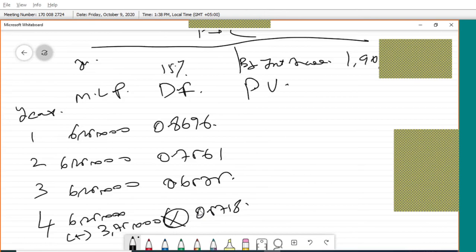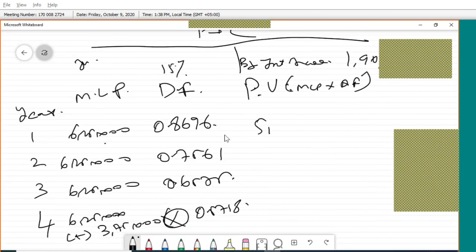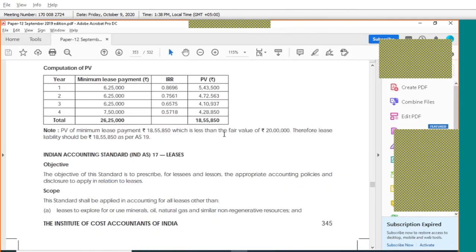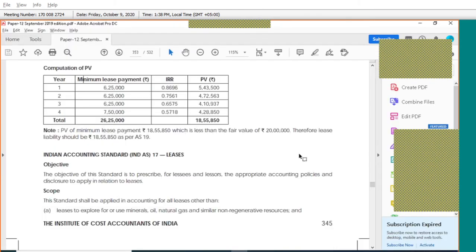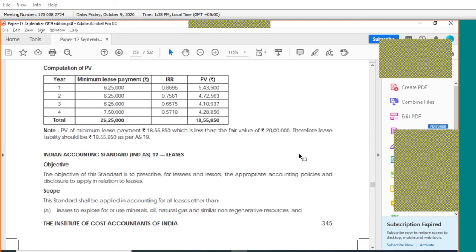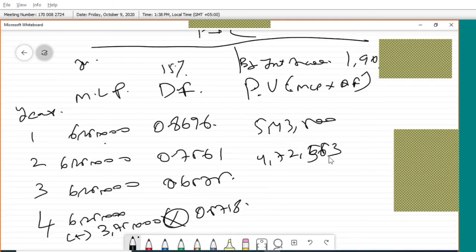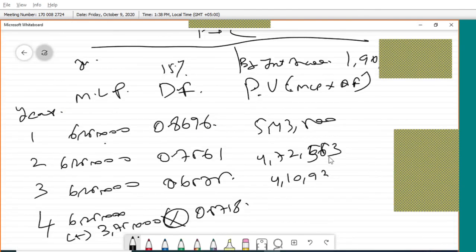Present value is nothing but MLP into discount factor. So 6,25,000 into 0.8696 equals how much? 5,43,500. 6,25,000 into 0.7561 equals 4,72,563. 6,25,000 into 0.6575 equals 4,10,937.